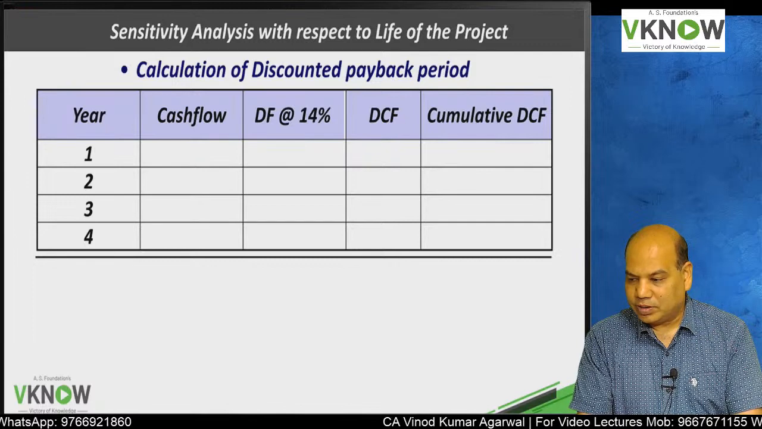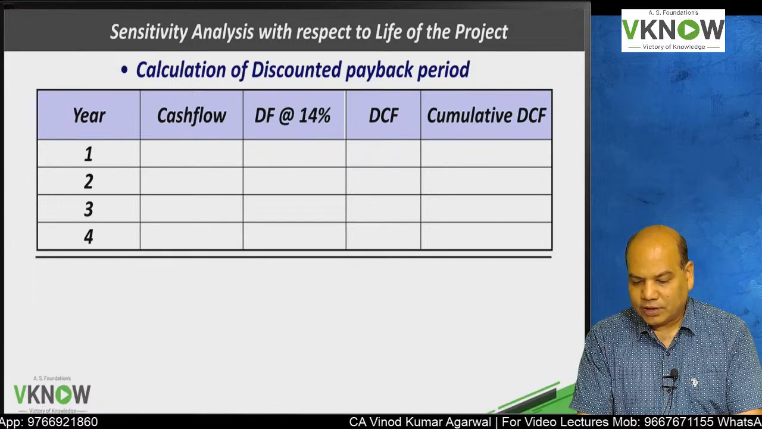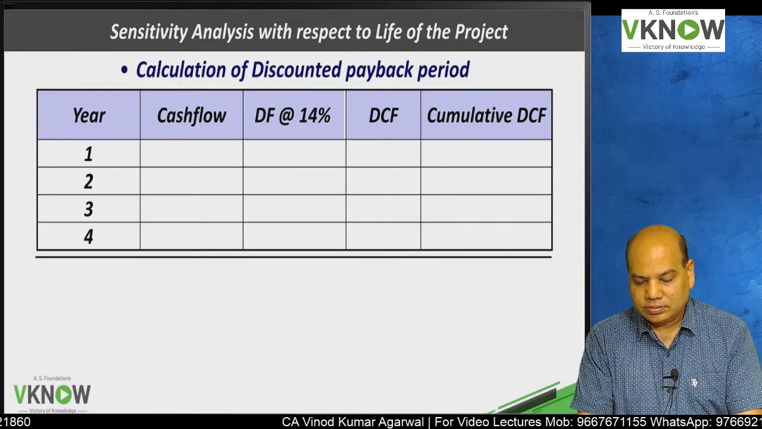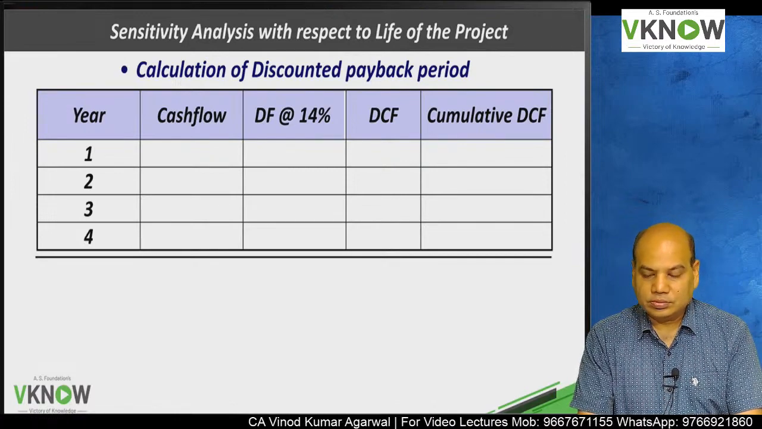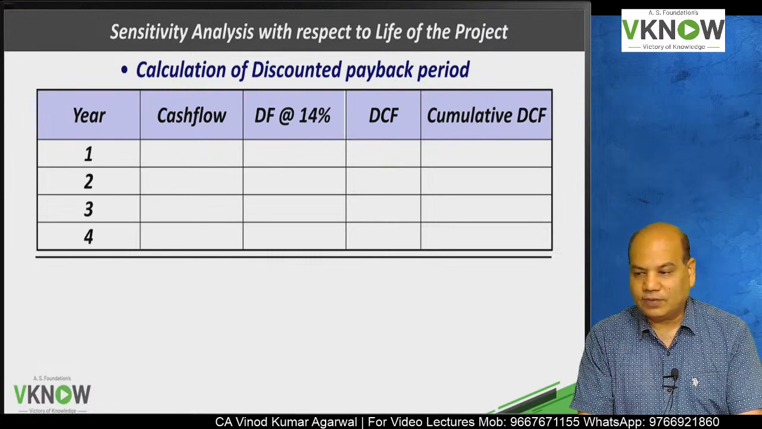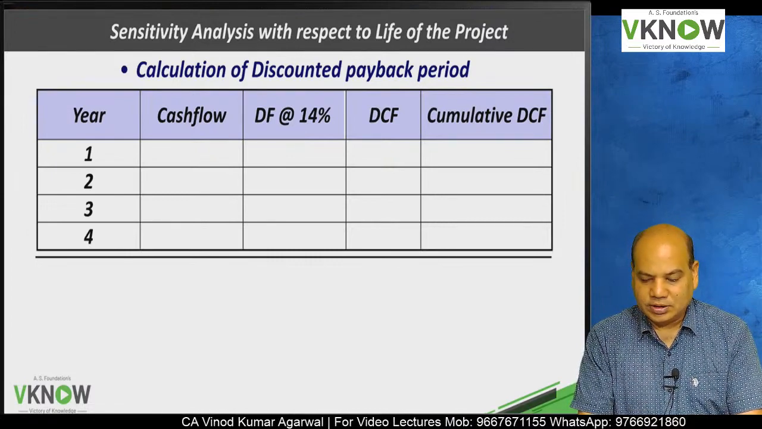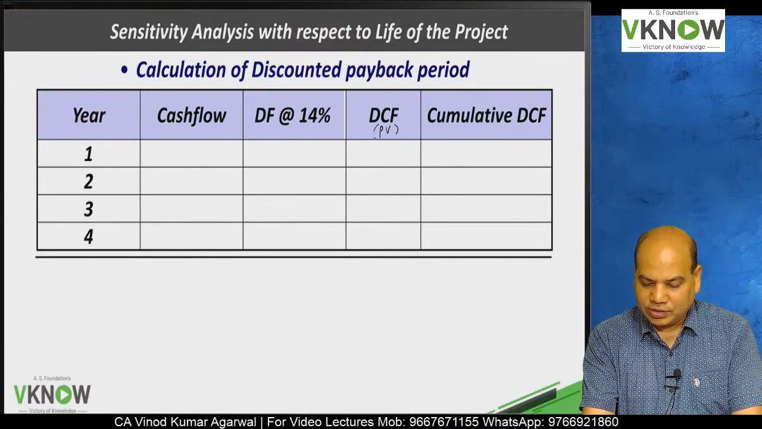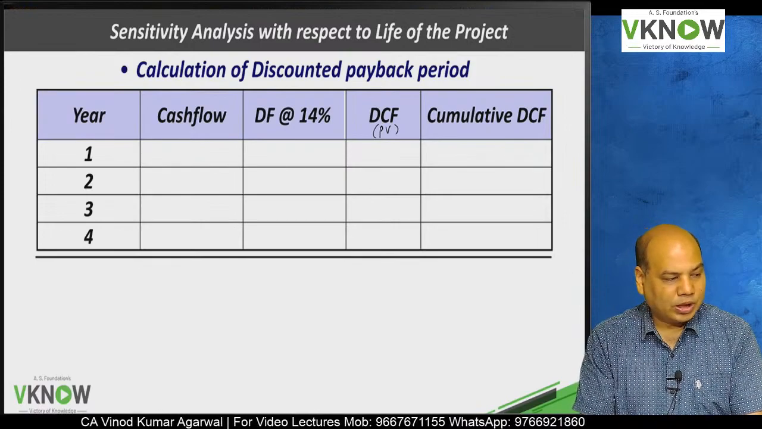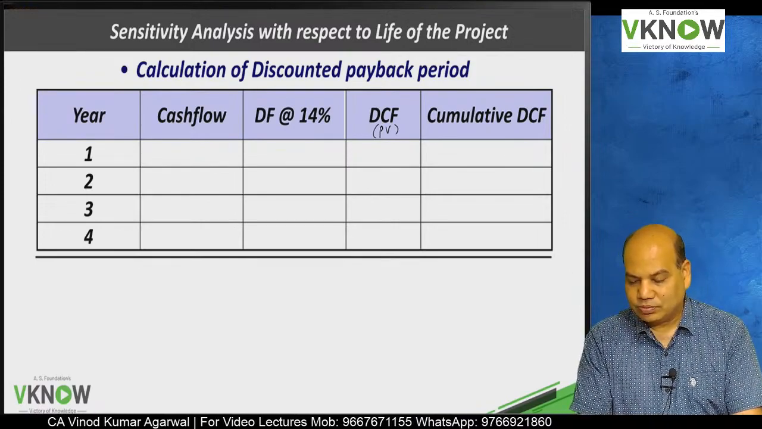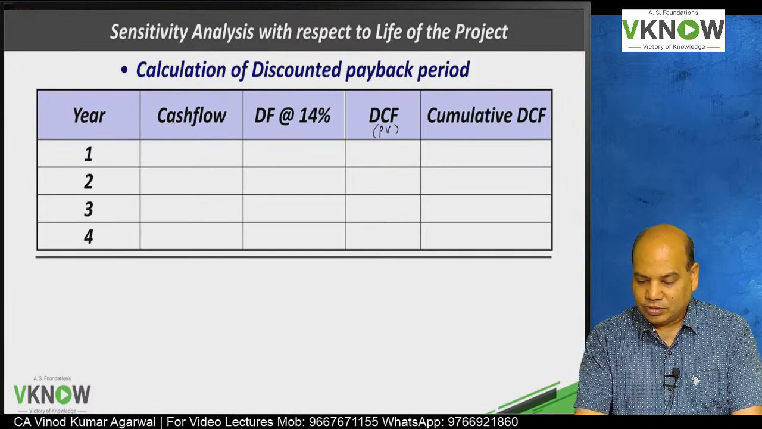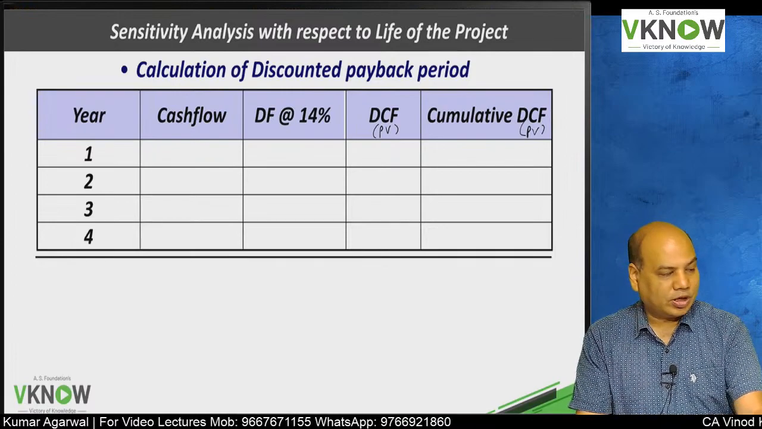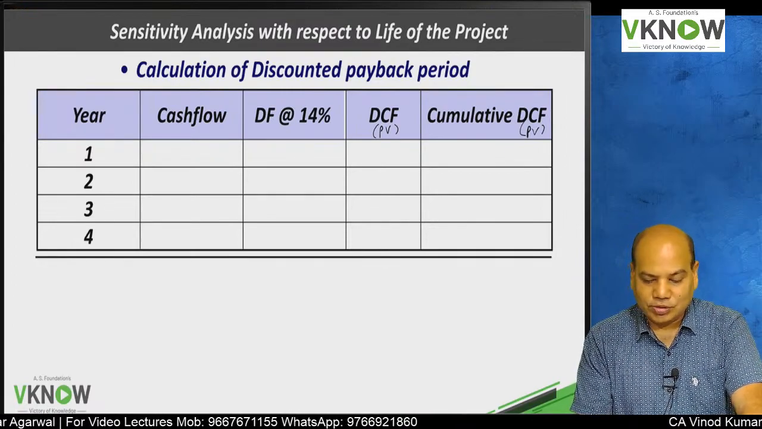Calculation of discounted payback period. 5 columns we will draw. First column year, second cash flow, third column discounting factor at 14%, fourth column discounted cash flow, or you can write present value, last column cumulative discounted cash flow or cumulative PV. I hope now you are able to recollect something like this you have studied.